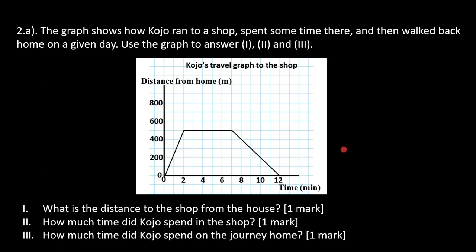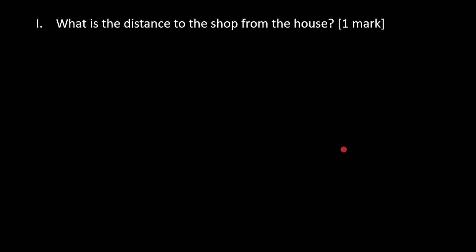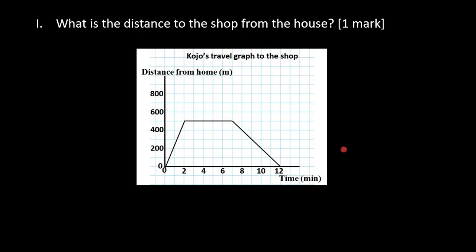Now let's come to the solution. Tackling the first question, what is the distance to the shop from the house? Now let's introduce our graph again as shown on the screen. If you look at the graph carefully, the vertical axis represents the distance from home, and the horizontal axis represents the time in minutes.